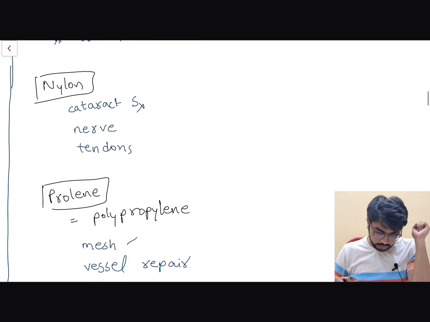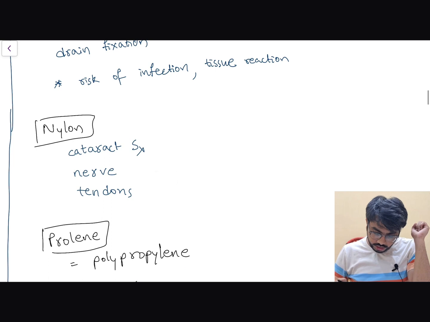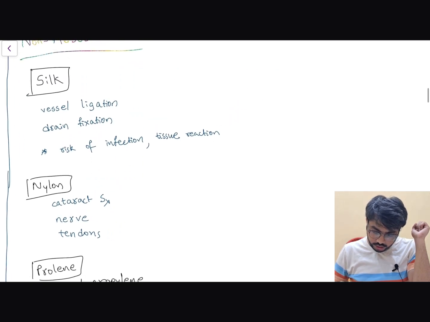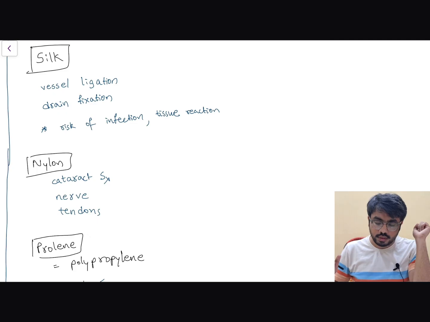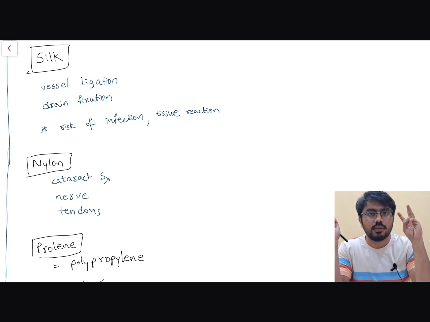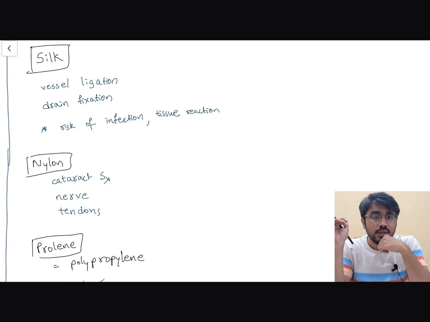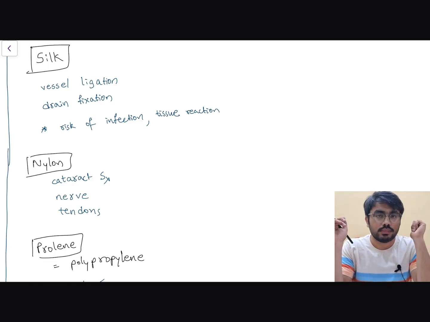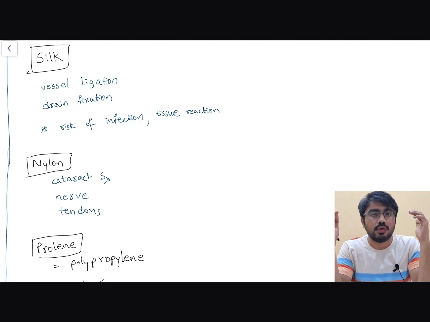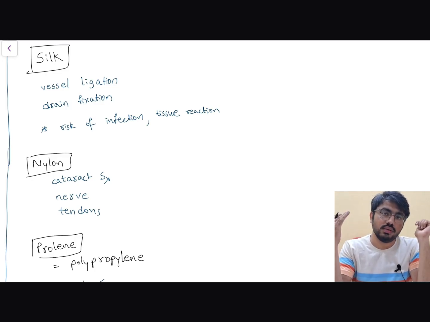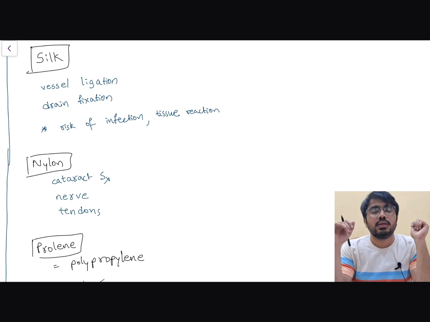Okay, now before going to absorbable, we will look at the absorbable and non-absorbable sutures. Under non-absorbable sutures, I have told you three things. First one is silk sutures, second one is nylon, and the third one is proline. Under silk, I have already told you vessel ligation, drain fixation. I have already told you the problems with the silk suture. Risk of infection is there, and there is also tissue reaction.